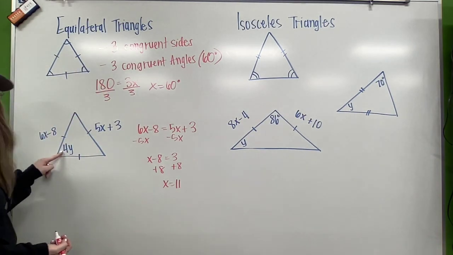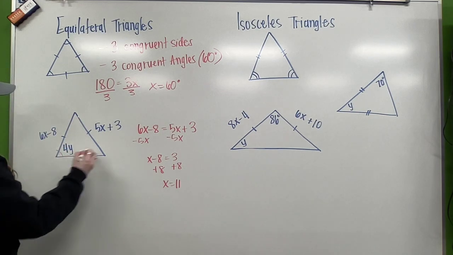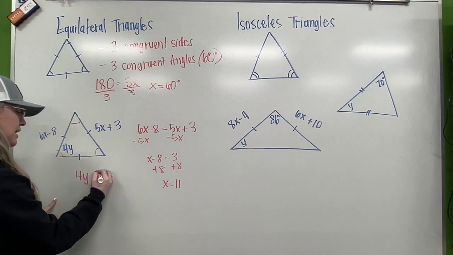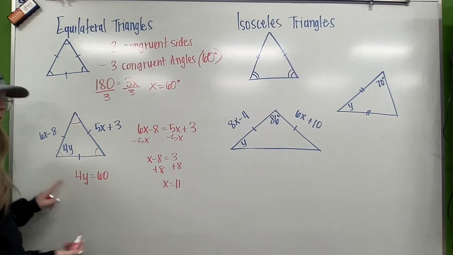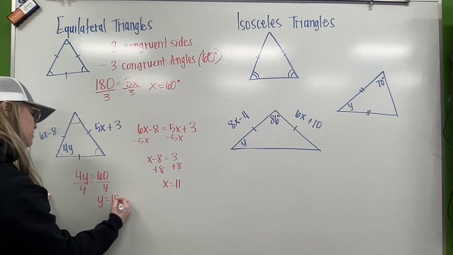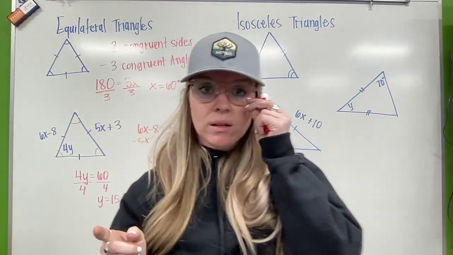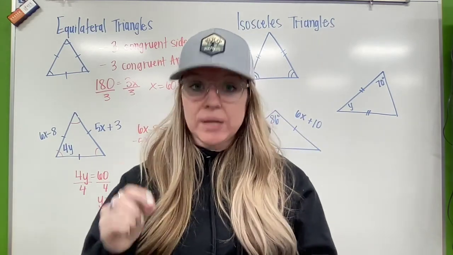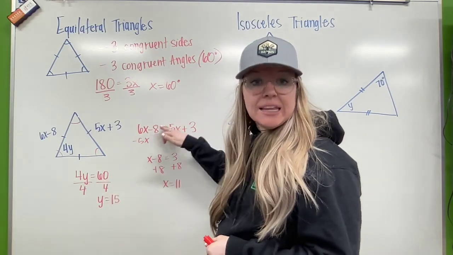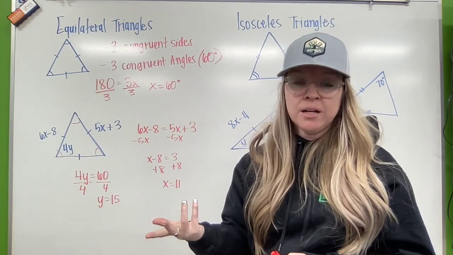Then, to solve for y, since this is an angle measure, since it's equilateral, we know it's also equiangular, which means my 4y here is going to equal 60 degrees. So I divide by 4, and y equals 15. Equilateral means the sides are all equal and the angles are equal. It's also equiangular. So the angles will always equal 60 degrees and the side lengths are always congruent, so we set them equal to each other and solve.